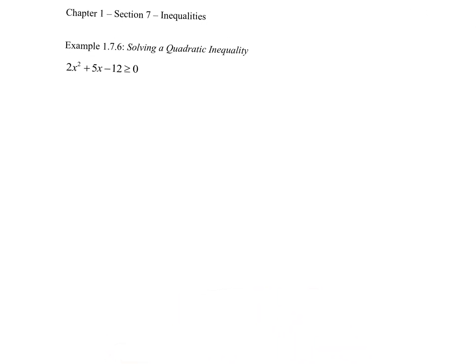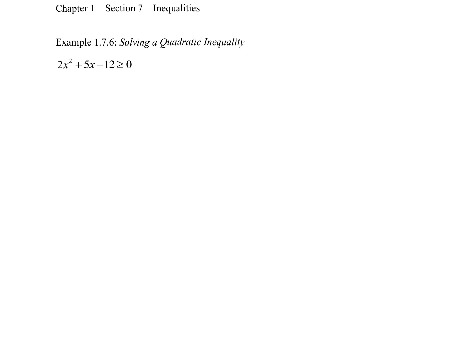Okay, so let's try a little bit of a more challenging quadratic. So this quadratic has a leading coefficient, so a few more steps to factor. I'm going to do the AC method. 2 times negative 12 is negative 24. We need 2 factors of negative 24 that make 5. If you're not sure, do your little factoring tree. 1 and 24, 2 and 12, 3 and 8, 4 and 6, and then some hints here.